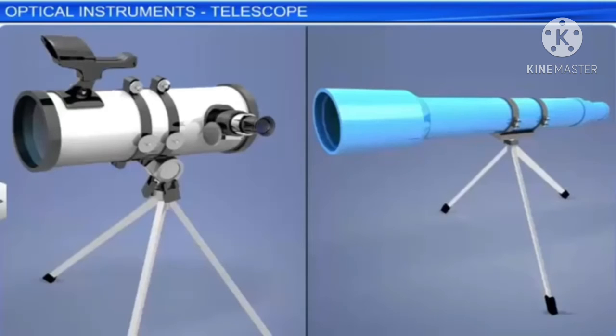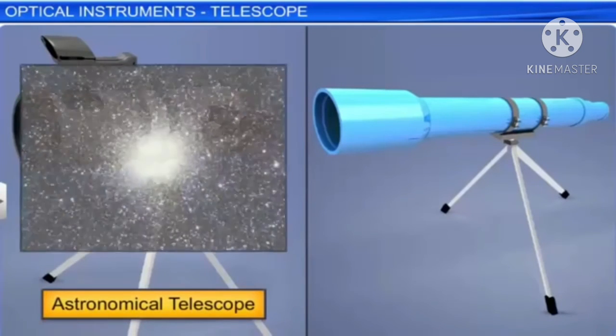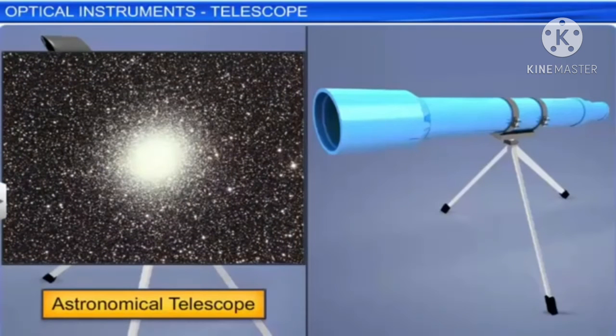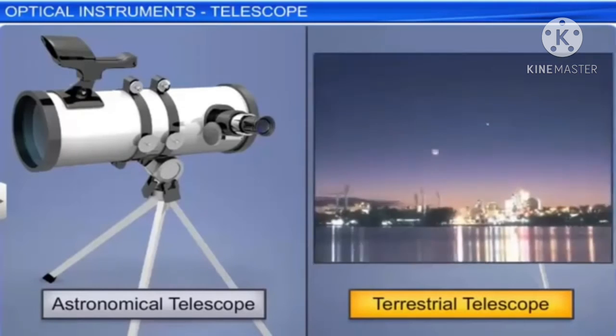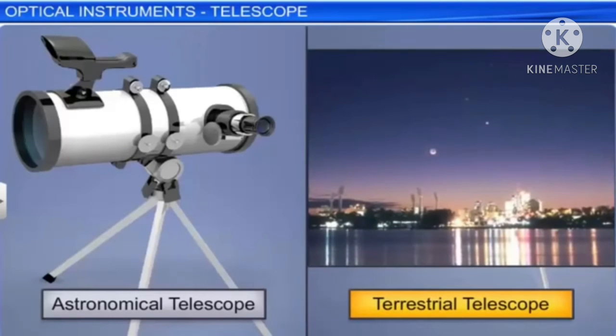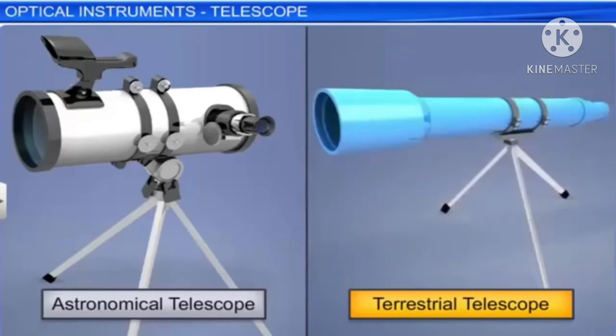The telescope is an optical instrument that is used to view distant objects clearly. The Astronomical Telescope is used to view celestial bodies, and the Terrestrial Telescope is used to view distant objects on the Earth's surface. Let us now study about an astronomical telescope.